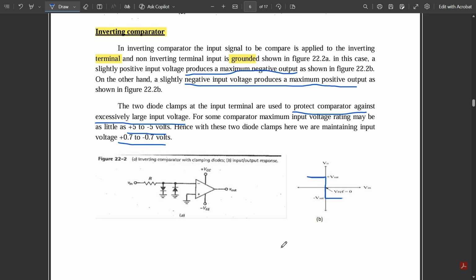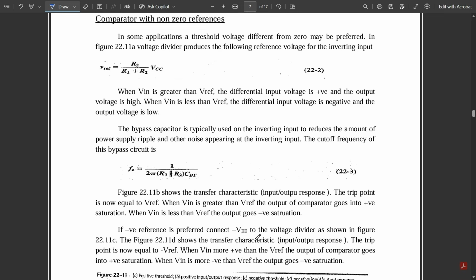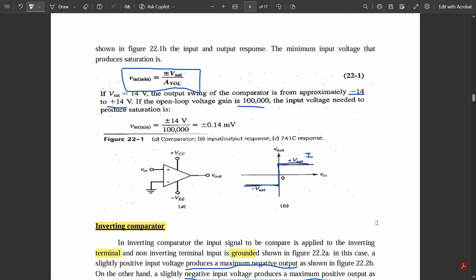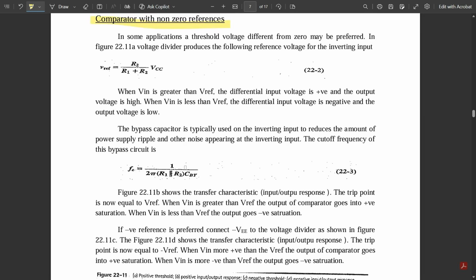So this is basically called an inverting comparator. Now let us see comparators with zero references and comparators with non-zero references. These were the two comparators with zero references: one is the non-inverting and the other the inverting comparator. Now for non-zero reference, in some applications a threshold voltage different from zero may be preferred.